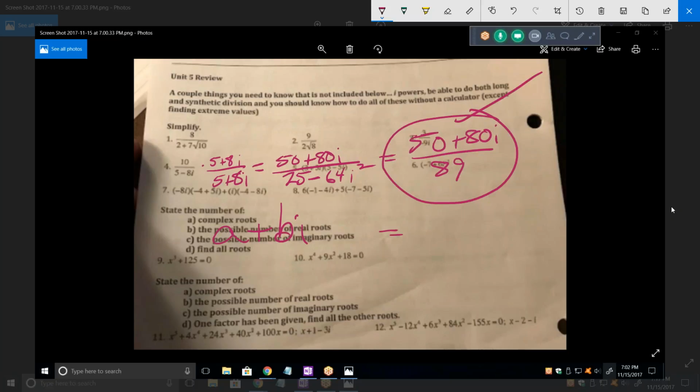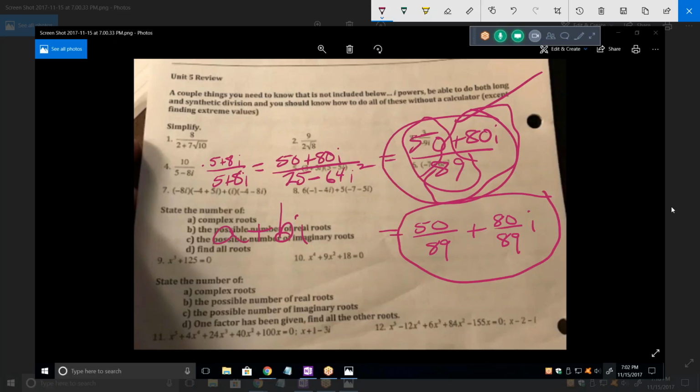This is not a plus bi format. Would you move 89 up? No, just separate it into two fractions. Oh, okay. So it becomes 50 over 89, that's the real part, plus 80 over 89 i. Oh, okay. So that is a plus bi format.